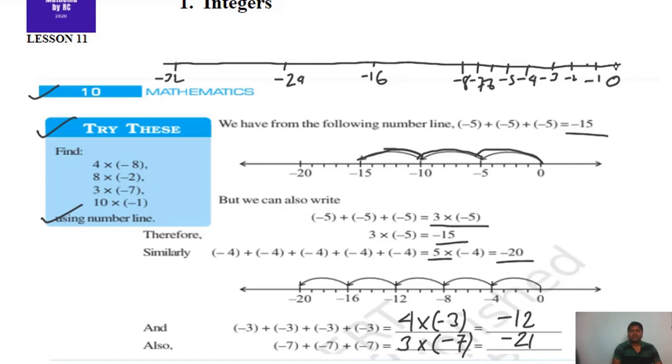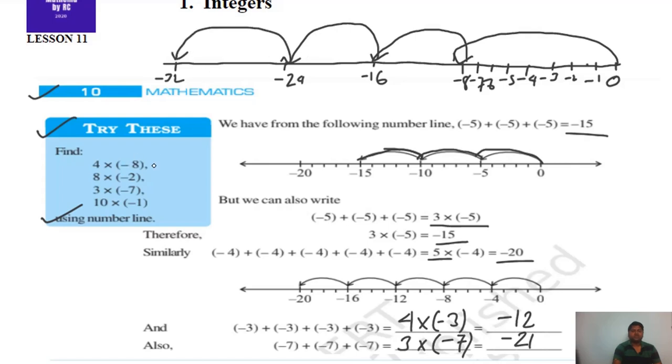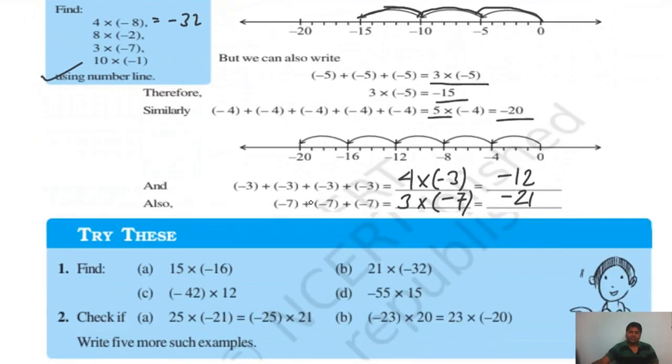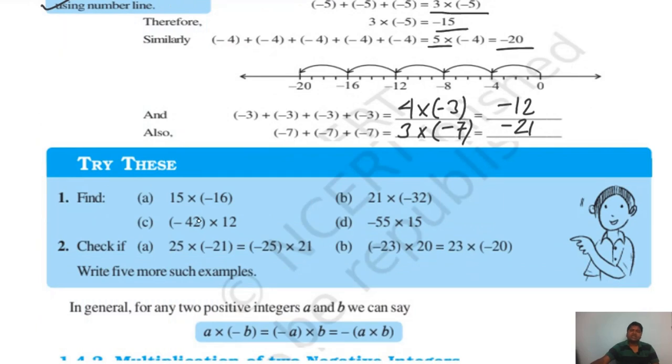So first we move to minus 8, that means 0 to minus 8, then from minus 8 to minus 16, then from minus 16 to minus 24, then from minus 24 to minus 32. That means there we get minus 32. In a similar way you can do minus 8 into minus 2 and this portion. Okay, so try this.